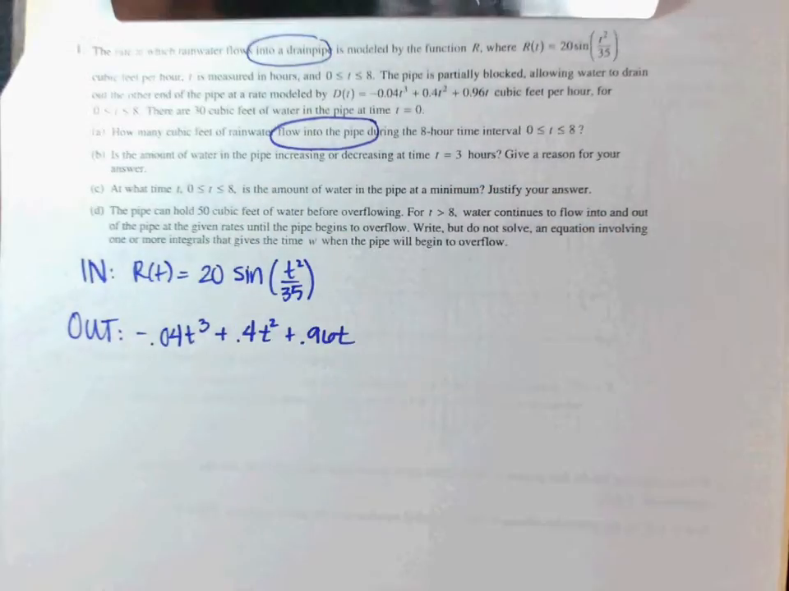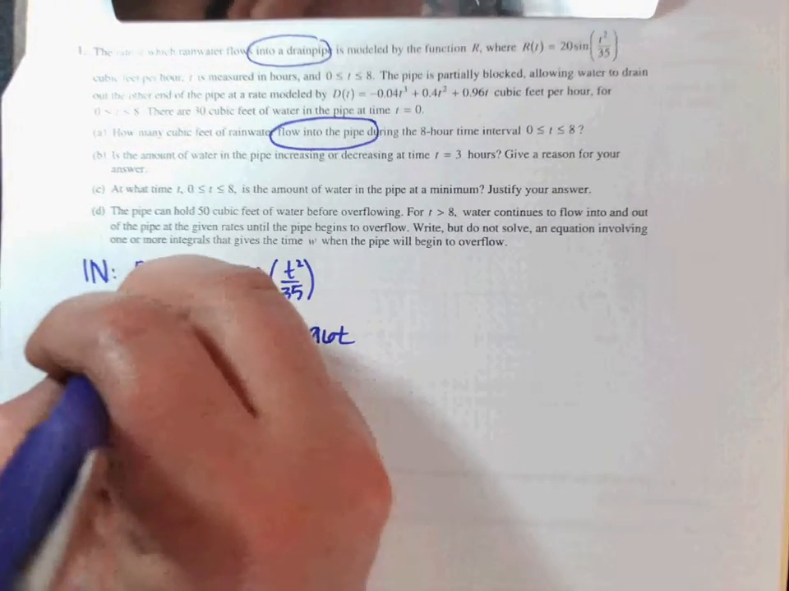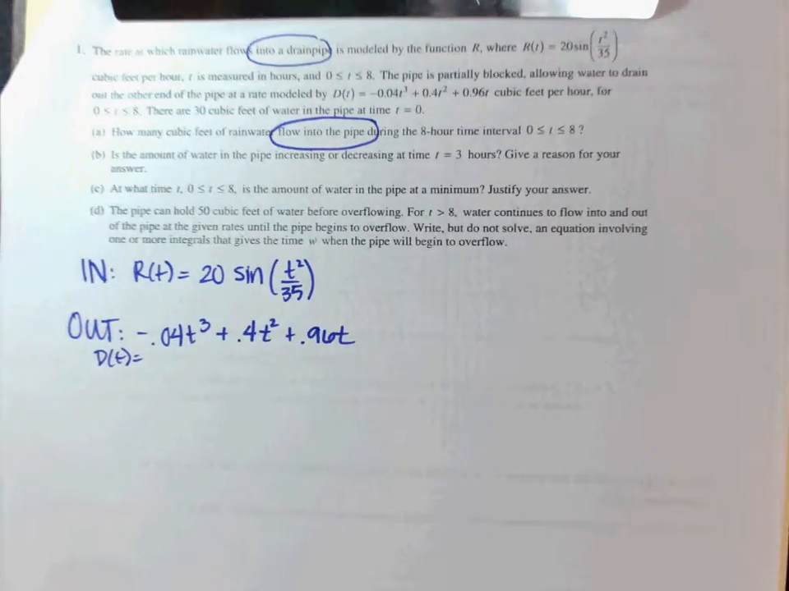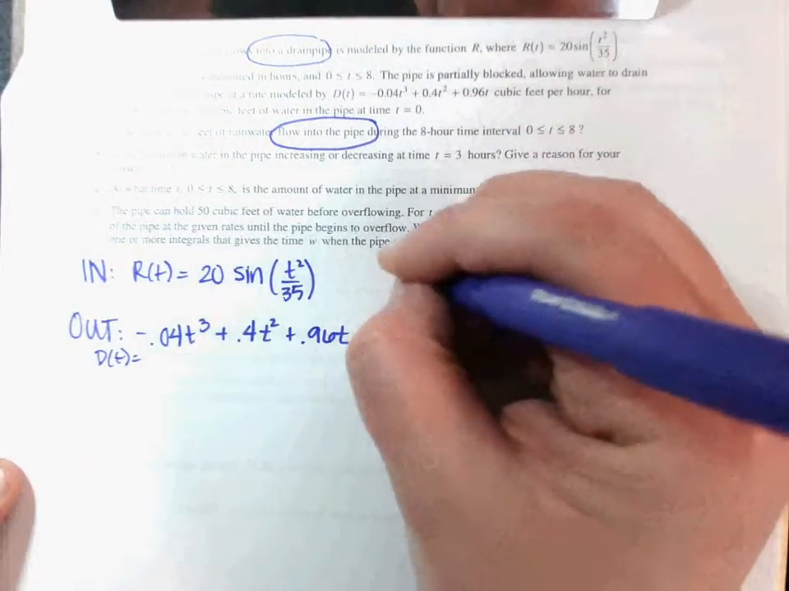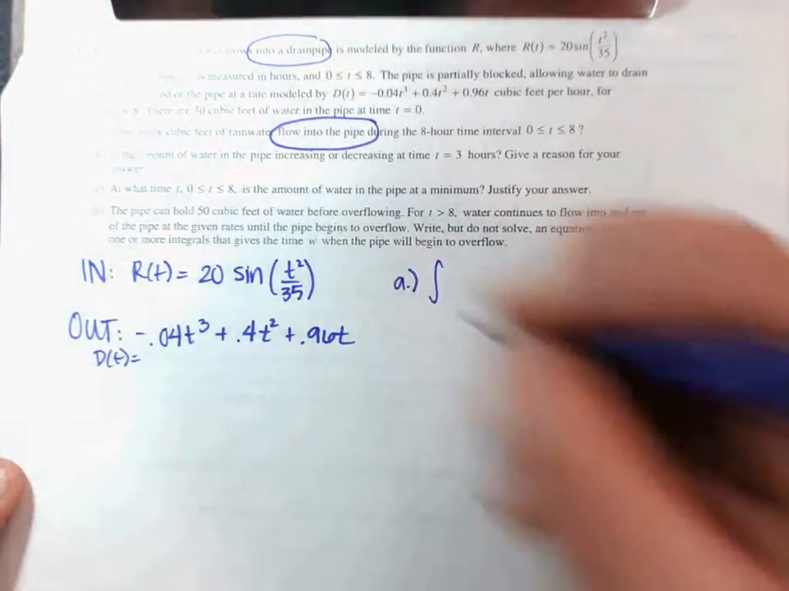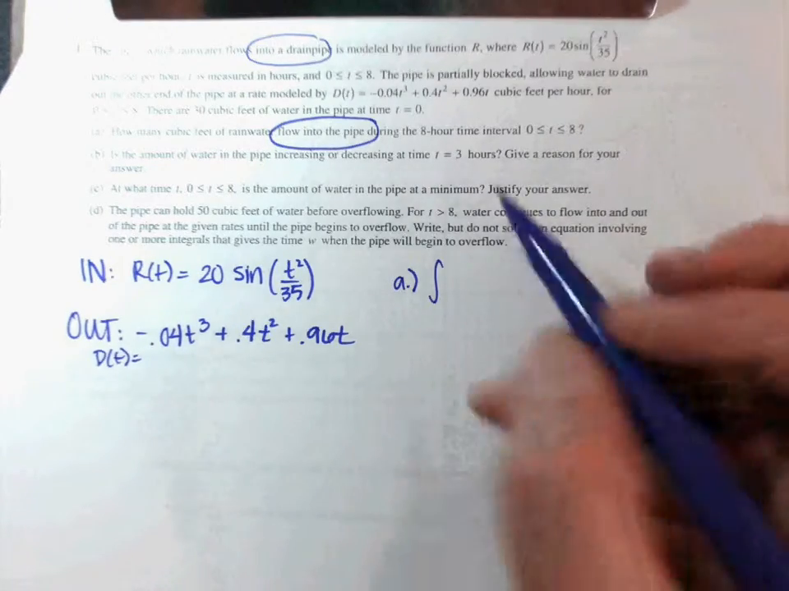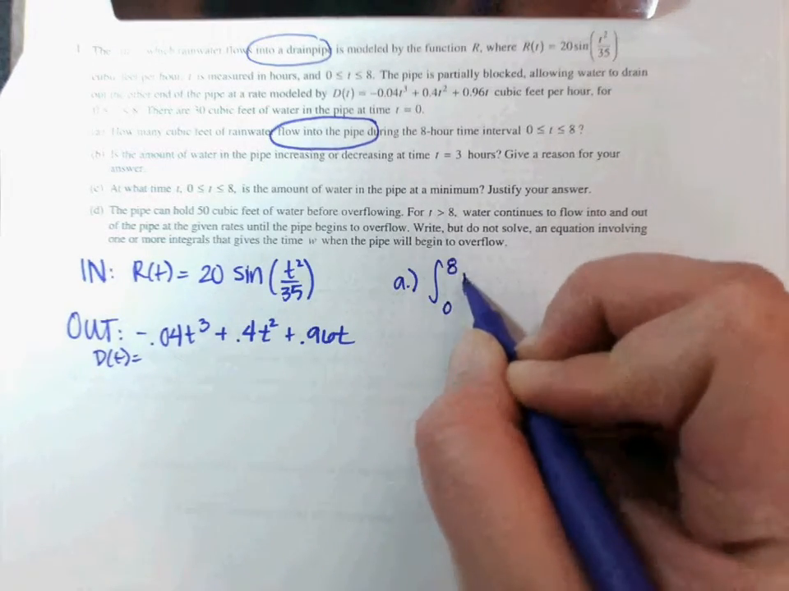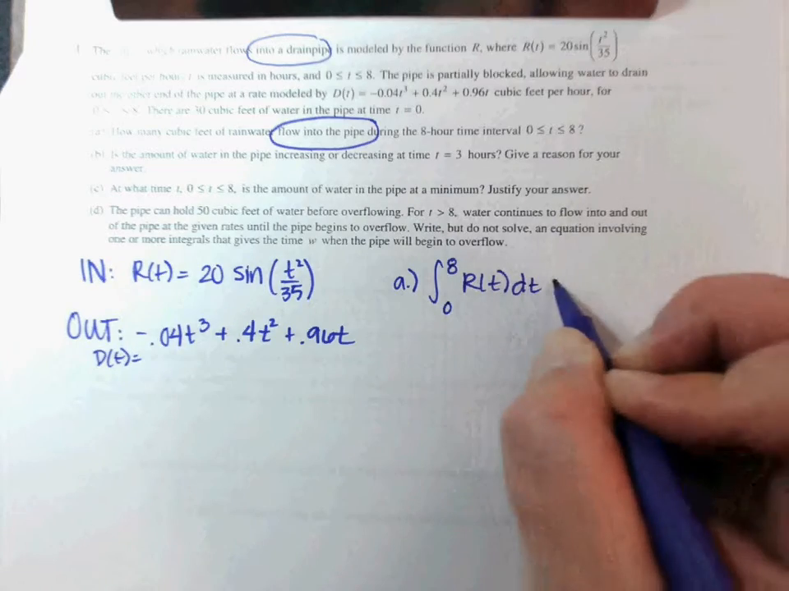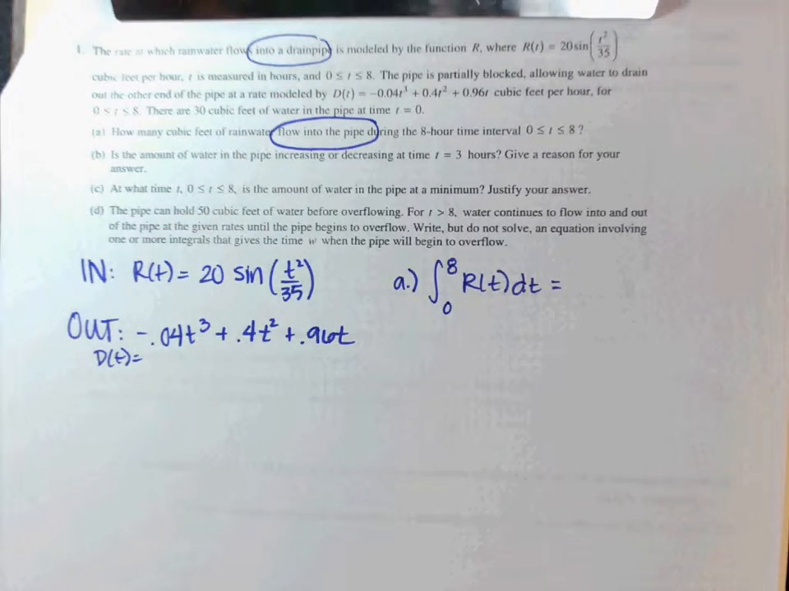Which one am I going to do? The in or the out? R or the other function? Okay, the in function. I forgot to label it, but it was D of t. Okay, so for part A, all that I care about is the integral from when to when? 0 to 8. And then I'm only going to integrate my R of t dt. So go ahead and type that in. Integrate it in your calculator. That's going to be your answer for part A. And actually, if you want to, go ahead and type both of them in.